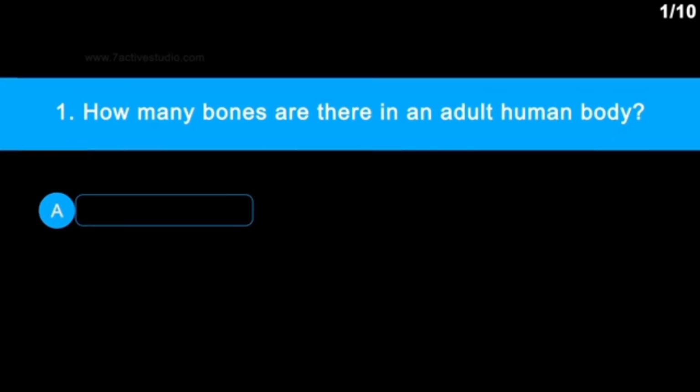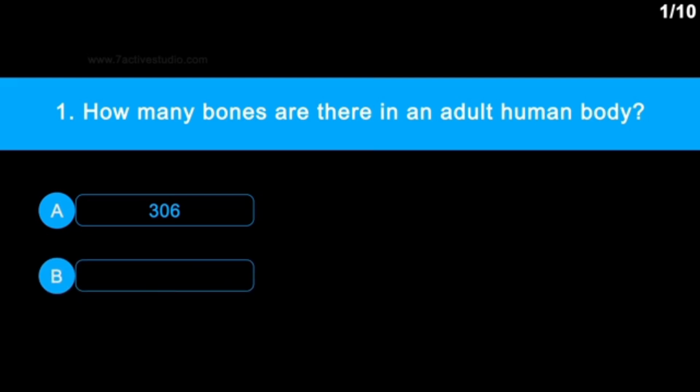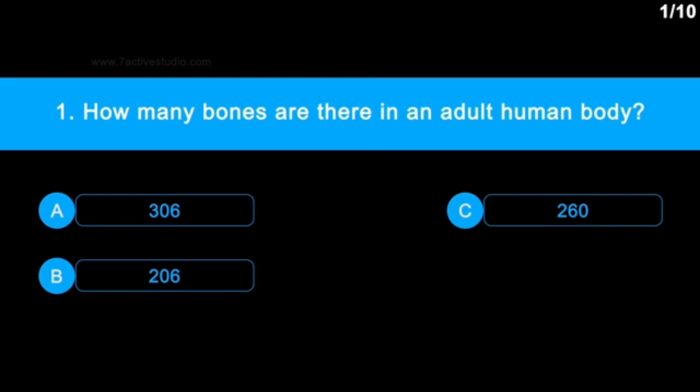Level 1. Question 1. How many bones are there in an adult human body? Option A, 306. Option B, 206. Option C, 260. Option D, 216.